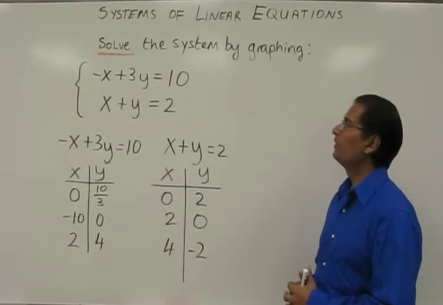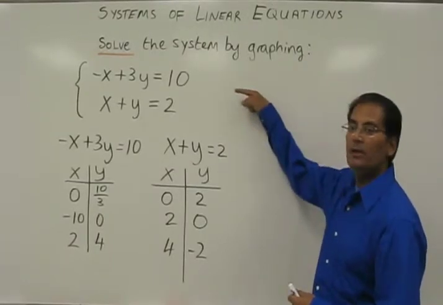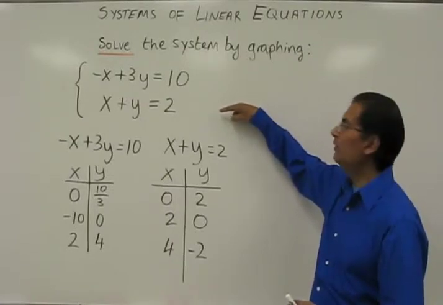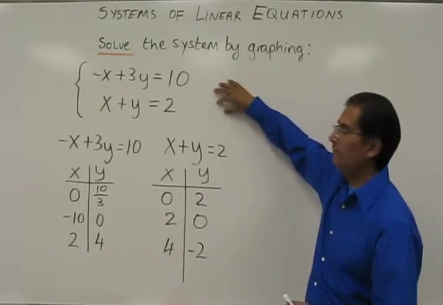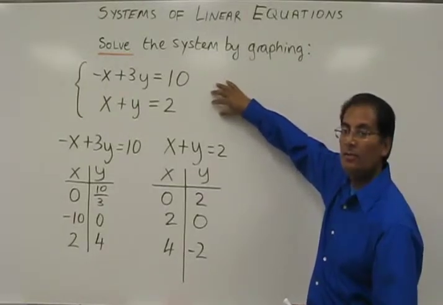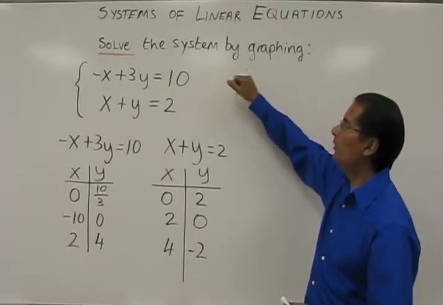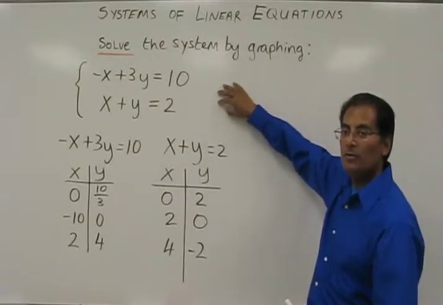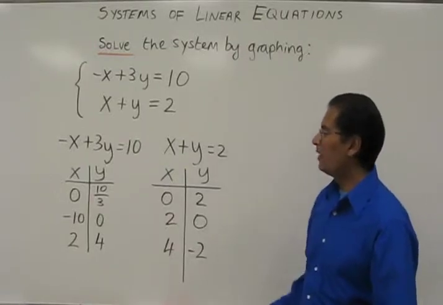Here we have a system of linear equations. The first equation says negative x plus 3y equals 10. The second one is x plus y equals 2. These are two linear equations which have a solution to them. The solution is where these two lines, because these are two lines, intersect. And so we're asked to solve the system by graphing. So in order to graph these two equations, the first thing we need to do is construct a table to graph the lines.